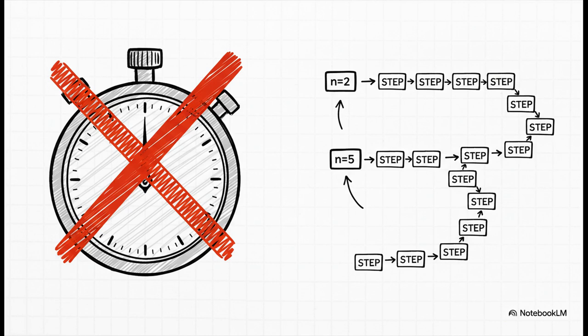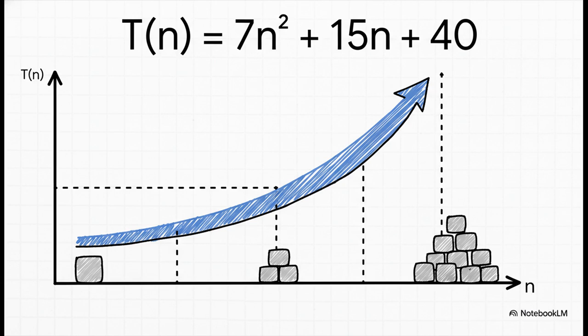So how do we measure this time? We don't use a stopwatch, right? I mean, that would totally depend on how fast your computer is. Instead, we count the number of basic steps or operations an algorithm takes to get to the finish line. We're really interested in how this number of steps grows as the size of the problem, which we just call n, gets bigger and bigger. And a lot of the time, this step count can be described by a mathematical formula. So for a problem of size n, the total number of steps might look something like this function right here. It tells us exactly how the amount of work scales up as the input gets larger.